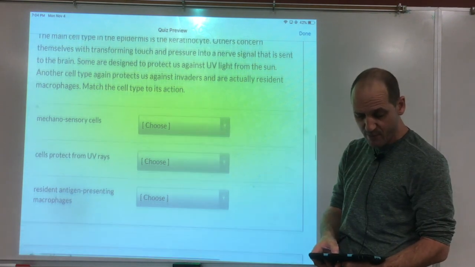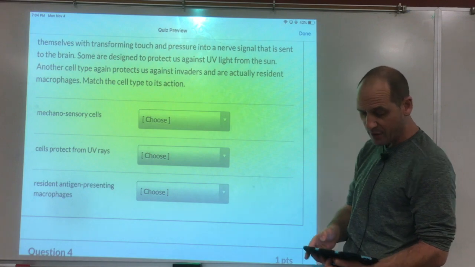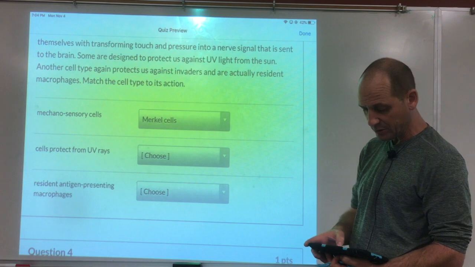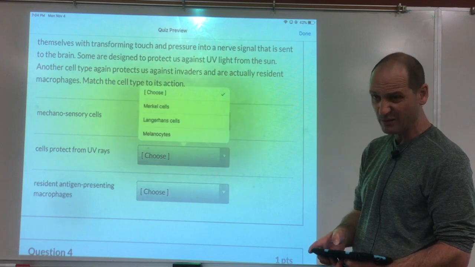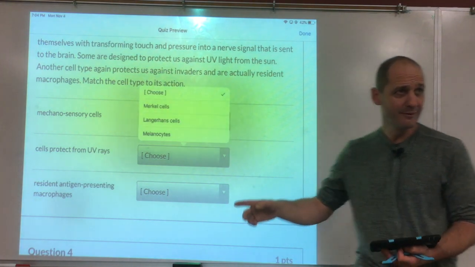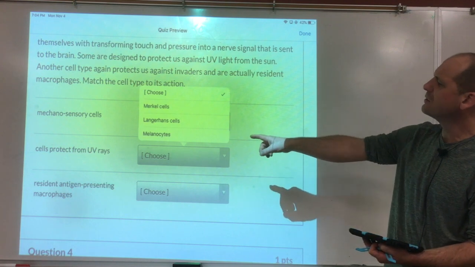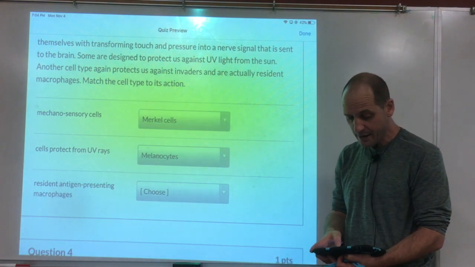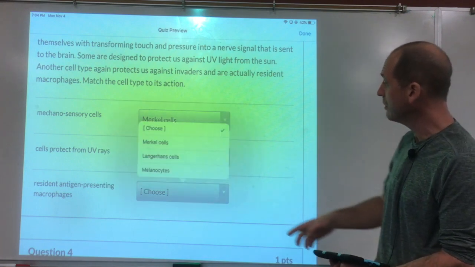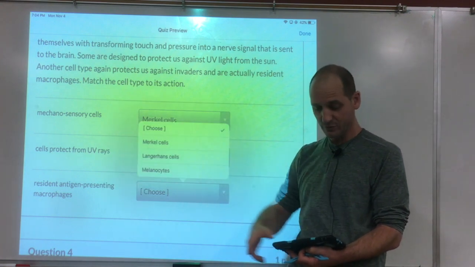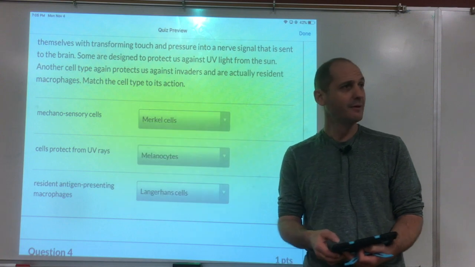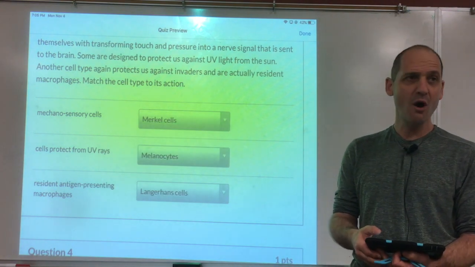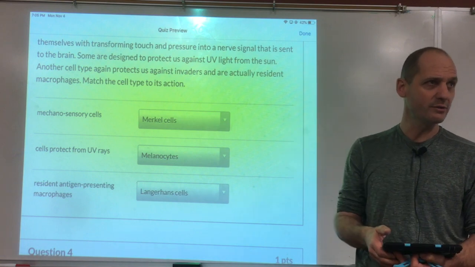Can you match them? What are the mechanosensory cells? The Merkel cells. Yes, melanocytes. And then the resident antigen ones, or which one? The other ones, right? The Langerhans cells. Langerhans, or Hans? Hans means John in German, and lang means long, so I call them Long John cells.